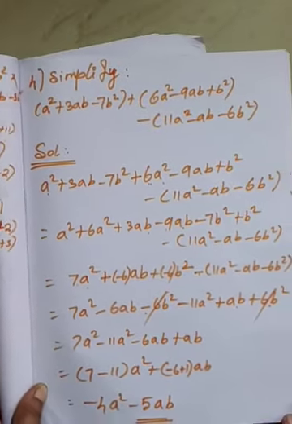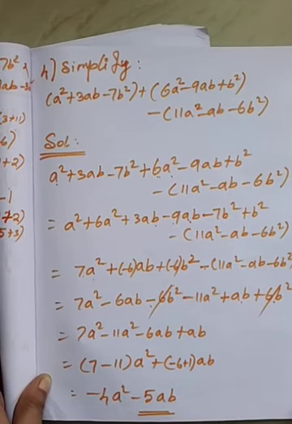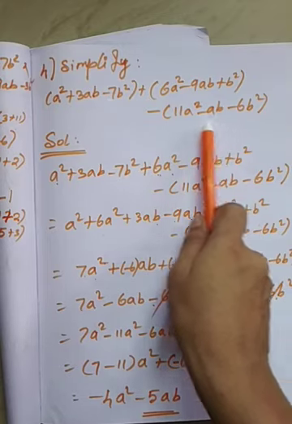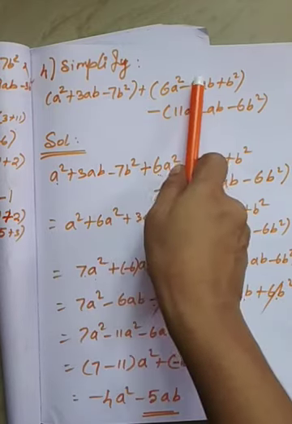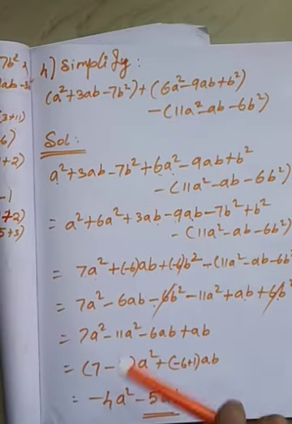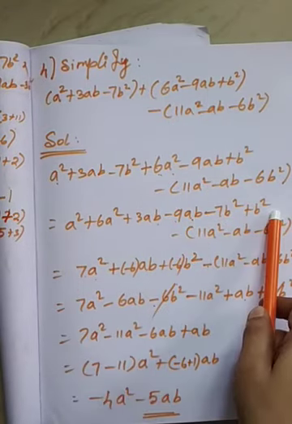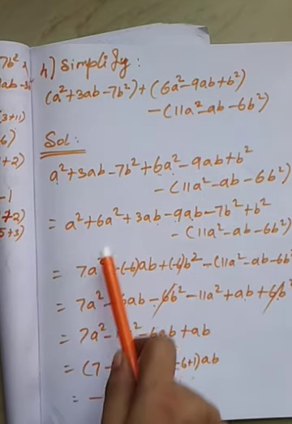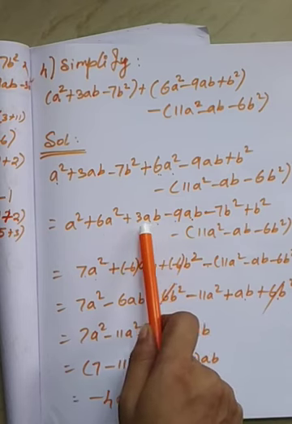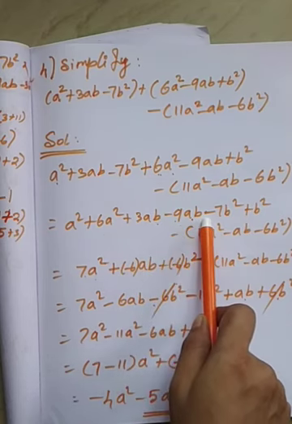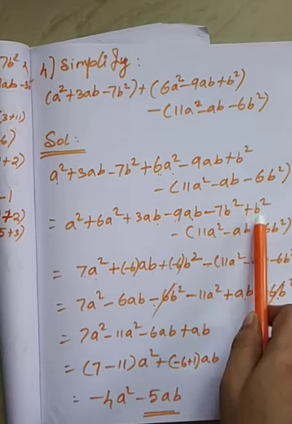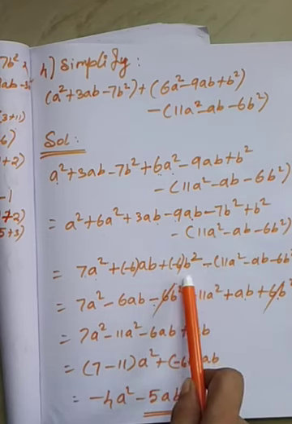Clear? What is your simplification? First two terms addition, third term is subtraction. First you have to add this value. Okay, so write this term, that means remove the bracket first. After that you have to rearrange the terms. Then you have to simplify these terms. a squared plus 6a squared means 7a squared. Similarly, 3ab minus 9ab means minus 6ab. Minus 7b squared plus b squared means minus 6b squared.